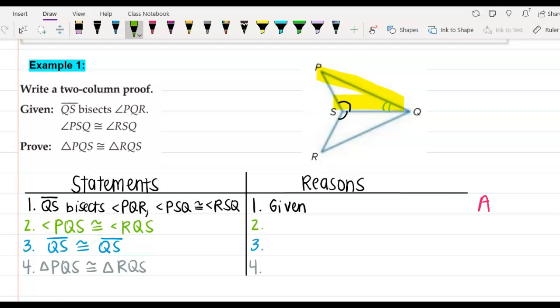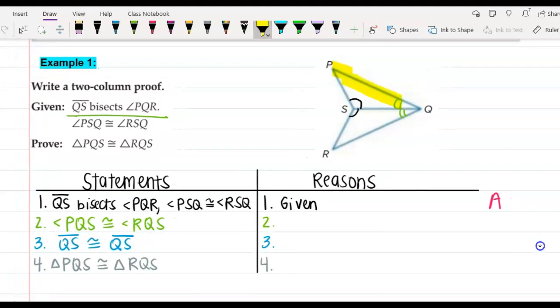I'm going to mark this with 2 arcs since I've already used 1 arc. And then RQS. Obviously those 2 angles, kind of similar to the ones at S, they both have a vertex of Q. So there's definitely something going on at Q or at our larger angle. And if we look back to our given, it says that QS bisects PQR. So PQR is this larger angle here.